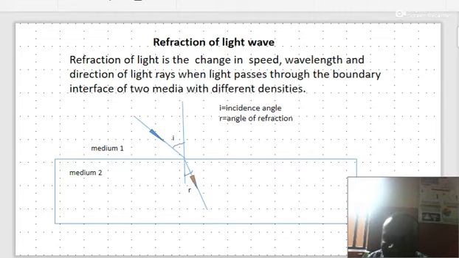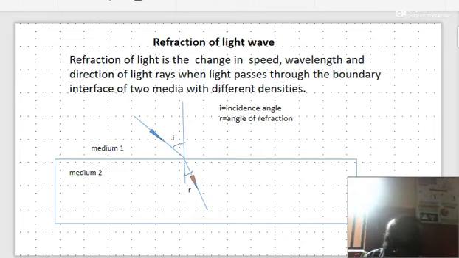Here we study physics. Today we are looking at light wave, and precisely the topic is refraction of light wave. Of course, we know that refraction is a very important topic in physics. It cuts across both light wave and other forms of wave generally. So, what is the meaning of refraction of light wave?